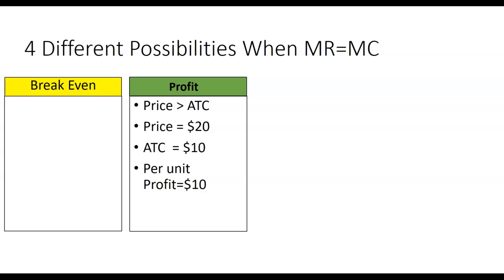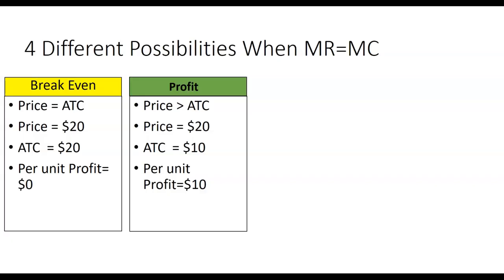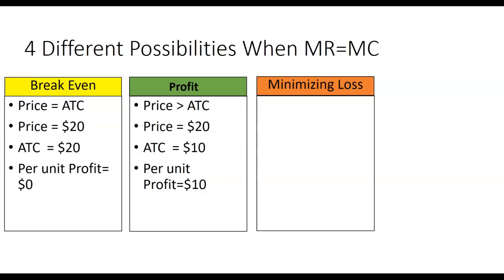You could also break even. That's going to be at your profit maximizing, your price is equal to the average total cost. We're talking economic profits because we're in an econ class. So if your price and ATC are equal, then you have a per unit profit of $0. Okay, those two are the straightforward ones. Now we get into the less straightforward.